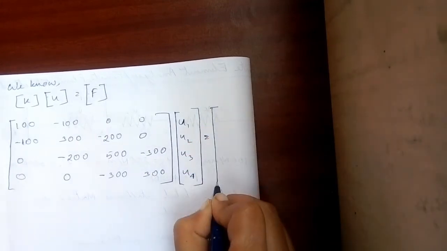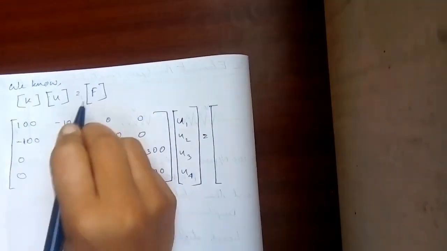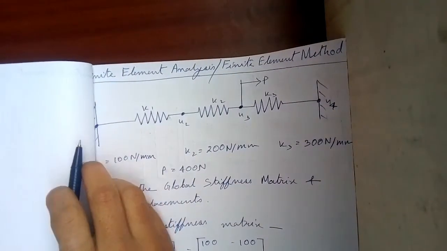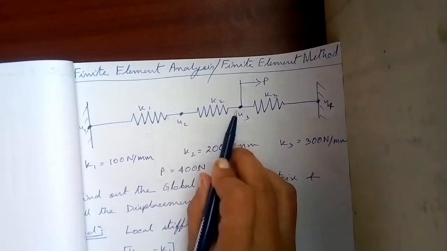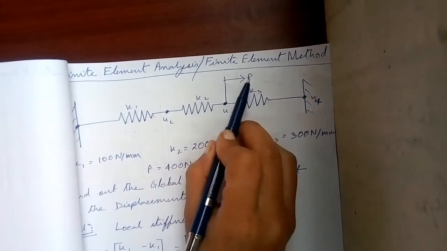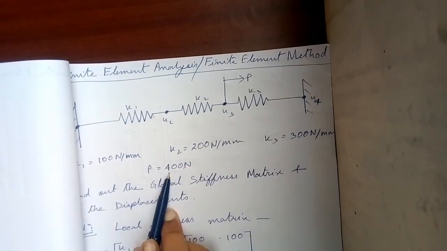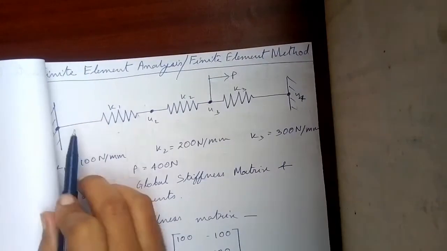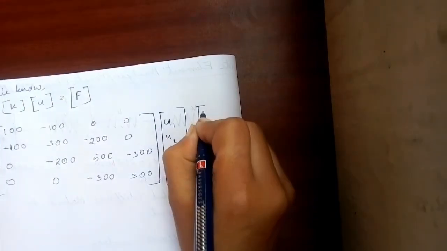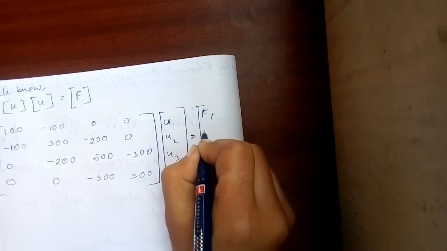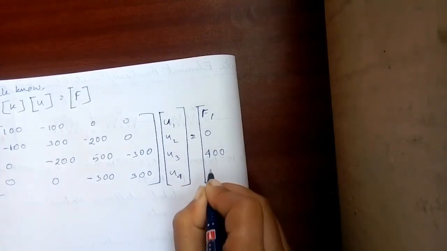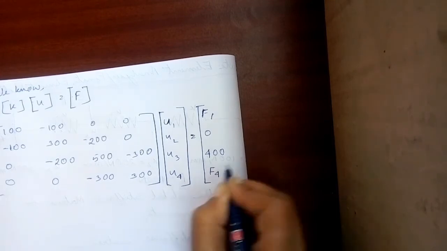Equal to, in case of force at nodes, we have tensile force at U1, tensile force at U2, compressive force at U4, the force at U3 is given. As there is no force at U2, it will be 0 and rest will be unknown. So we found force at U1, 0 at U2, 400 at U3 and force at U4.